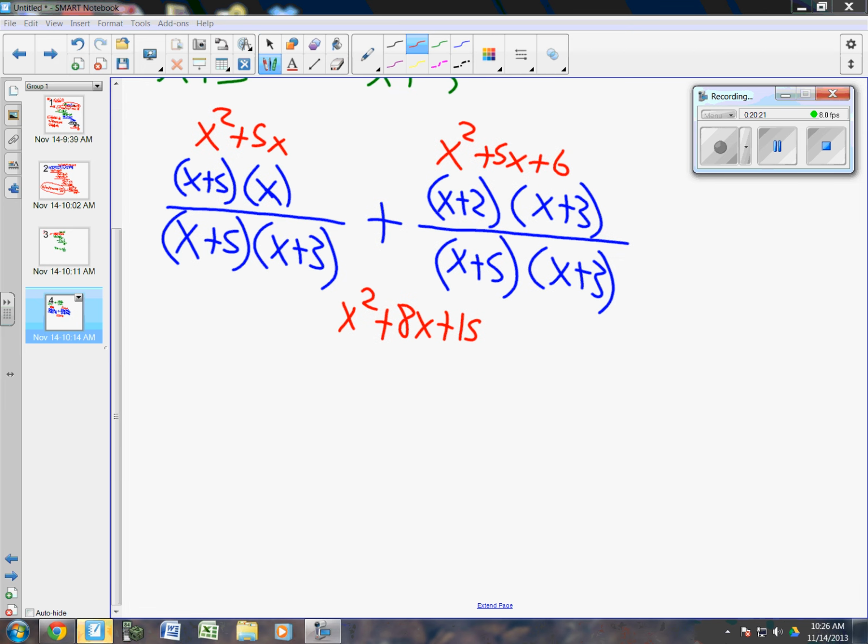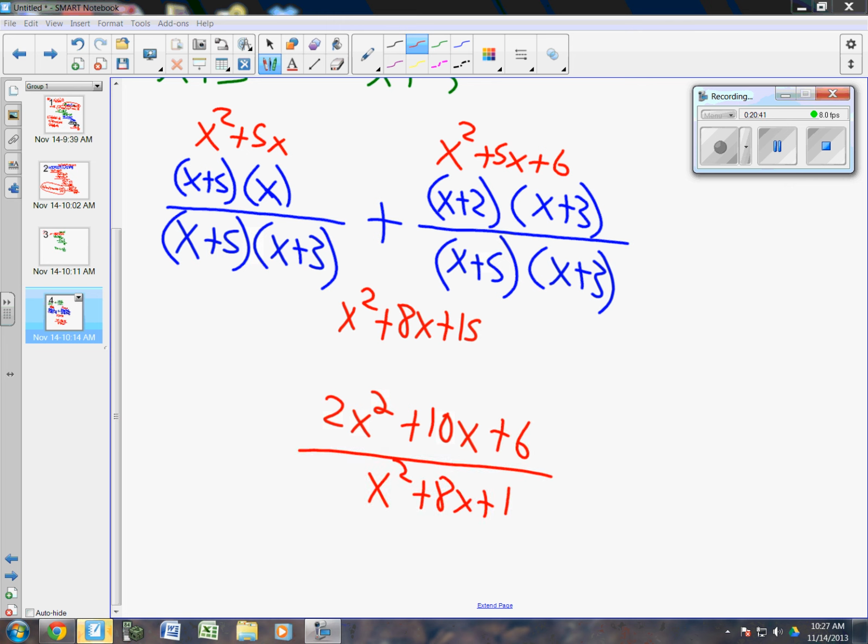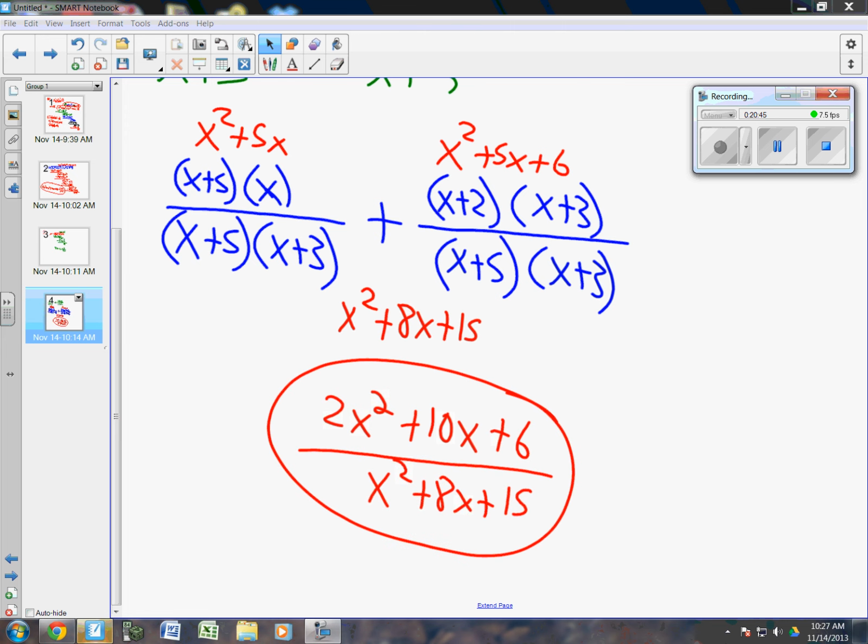And so on the top, now that we have a common denominator, all we have to do is combine like terms. X squared plus x squared is 2x squared. 5x plus 5x is 10x. And 0 plus 6 is 6 all over the common denominator, x squared plus 8x plus 15. And that right there is your answer. It looks like most of you had that. Or some of you guys might have made a couple of mistakes when you multiplied.